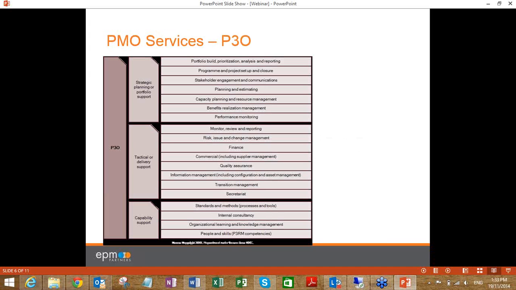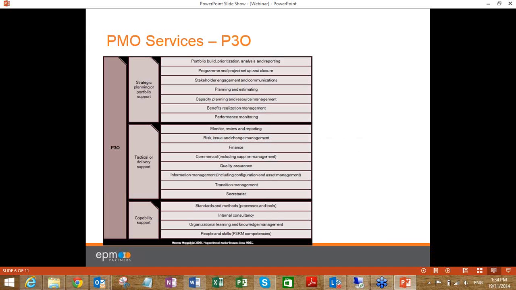reporting. The tactical or delivery support is more hands-on, monitor the individual project reports, talks about finance, gets into the level of risks and issues management, quality assurance being delivered there as a service, not directly, but through the quality managers or QAs, and kind of a more focus on that level of tactical delivery.